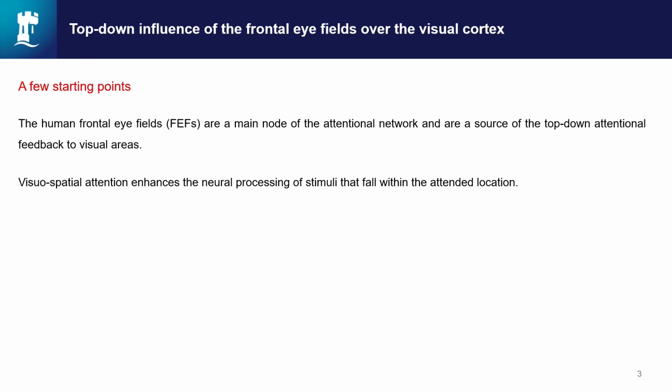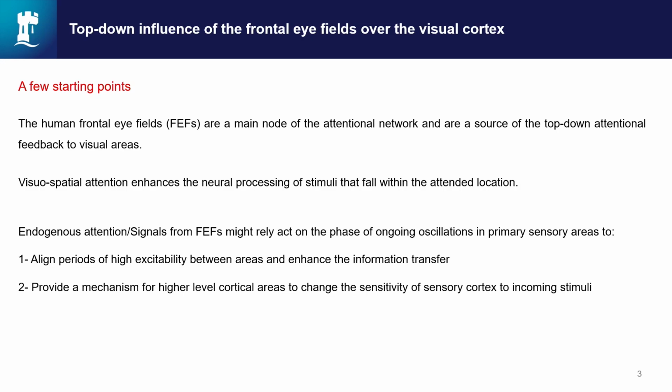We also know that by definition, attention, which is the mechanism I was particularly interested in, facilitates the processing of stimuli that fall within the attended location. So I put everything together. If you think about the definition of phase and the definition of attention, the idea here is that the frontal eye fields can generate these top-down signals that will play on the phase of the oscillations that are generated within the visual cortex.